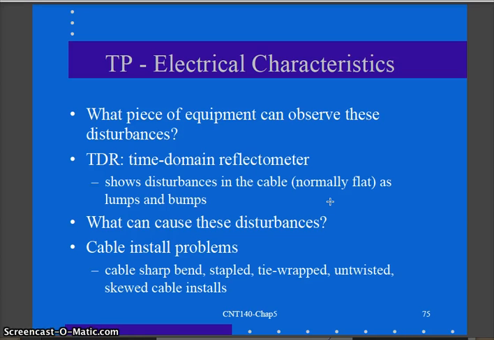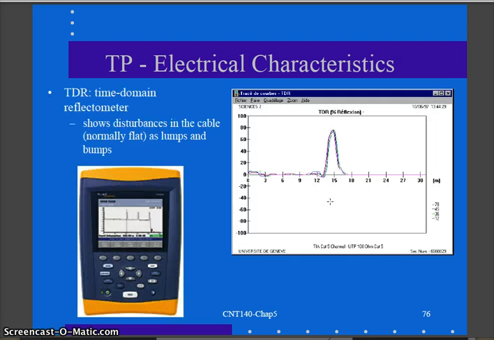What piece of equipment can observe these disturbances? Hey, look at that, TDR, time domain reflectometer. This will actually show the disturbances in the cable. I have to resist the urge to say disturbances in the force. This will show the disturbance in the cable. When I do a normal cable map on this, I would see a flat graph here. So if I do a cable scan, I normally see a flat graph. When I start seeing large bumps, I know there's issues.